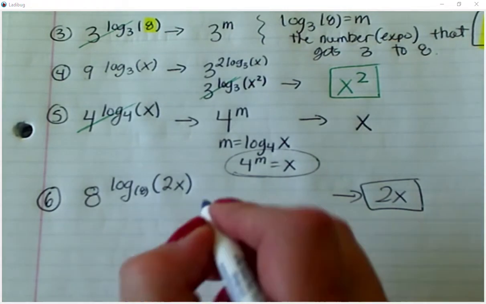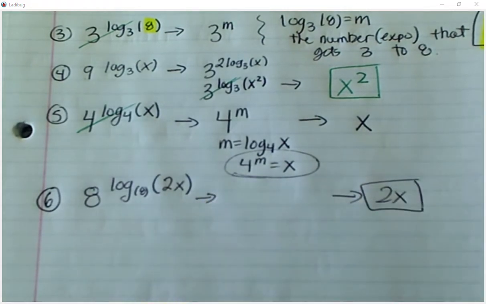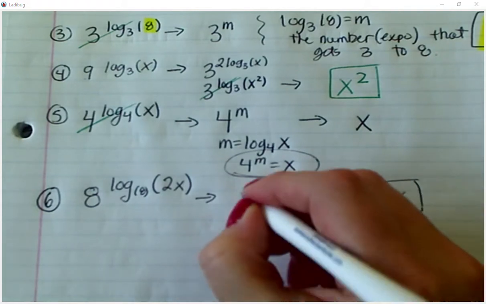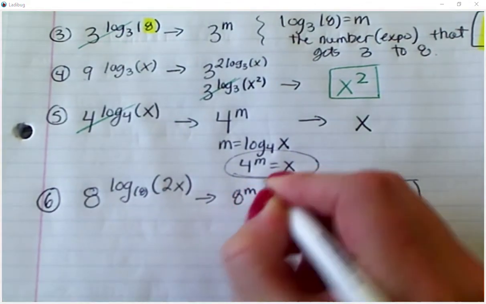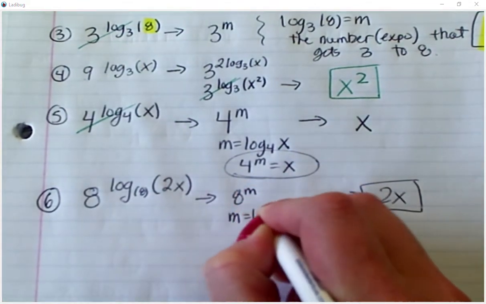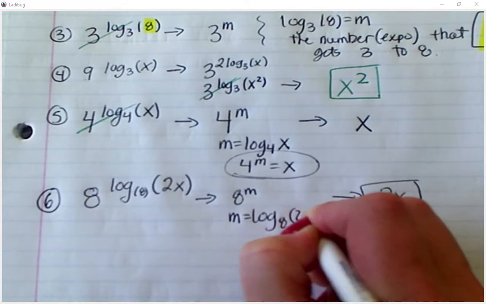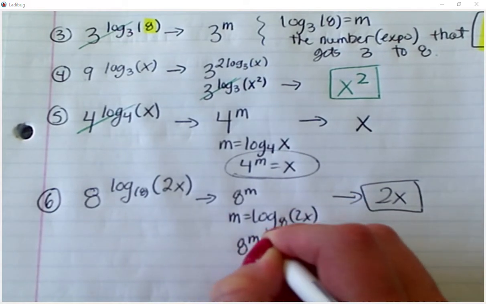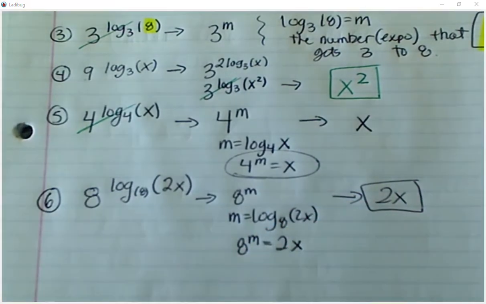Do you have to show that rewriting part? No. The rewriting part is what's telling you how it works. So 8 to the m, where m equals this, means 8 to the m equals 2x. Do you see what 8 to the m is equal to? 2x.